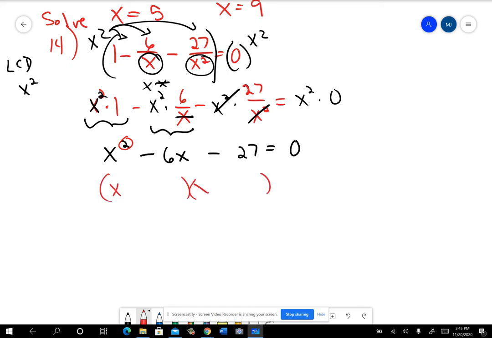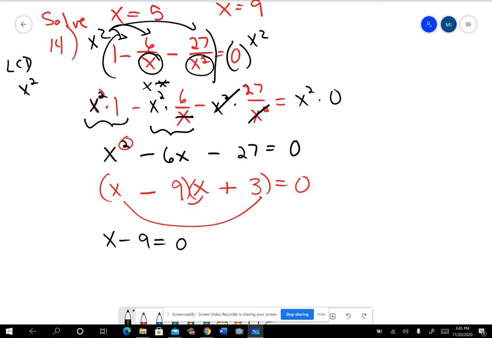So I'm going to use an x and an x. And then with 27, my choices are 1 and 27 or 9 and 3. And I can tell 9 and 3 are going to work. So if I make the 9 negative and the 3 positive, I get the middle term here to be negative 6x, negative 9x and positive 3x. Okay. All right, so after I know I've got it factored correctly, I'm going to set each factor equal to 0.